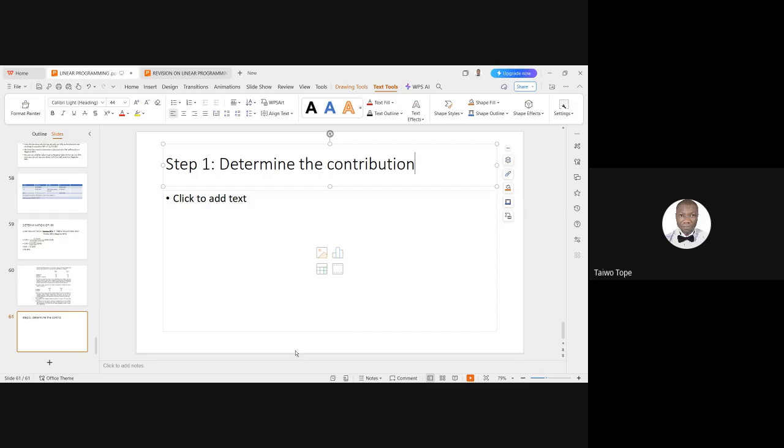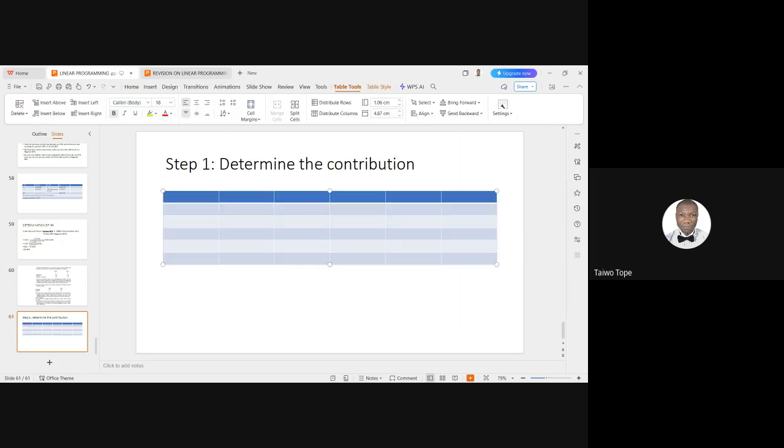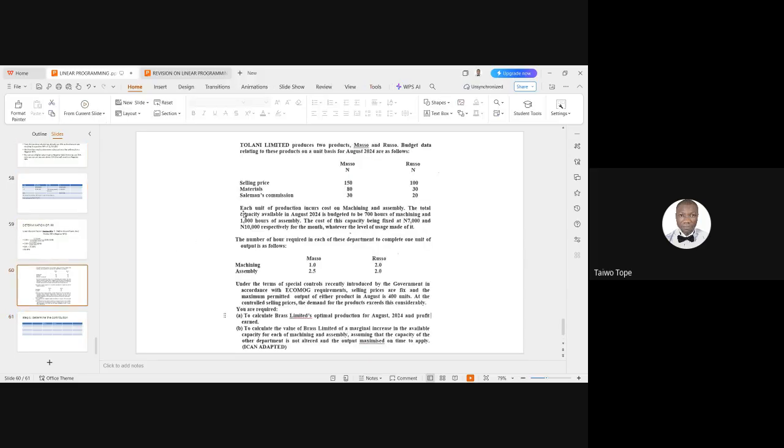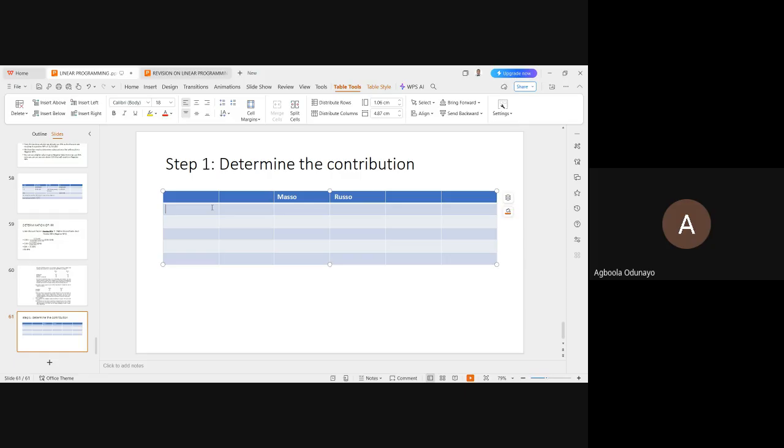Determine the contribution. So we have 2 products, Maso and Russo. The selling price of each of these products is what? Maso is 150. Russo is 100.